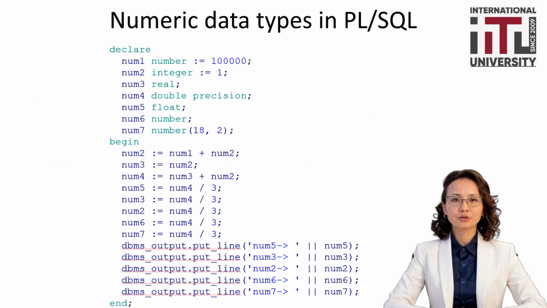In PostgreSQL, numeric data types like number, integer, real, double precision, and float are used for arithmetic operations. This script demonstrates variable assignments and calculations, showcasing how different numeric types handle division and output results using DBMS_OUTPUT.PUT_LINE.